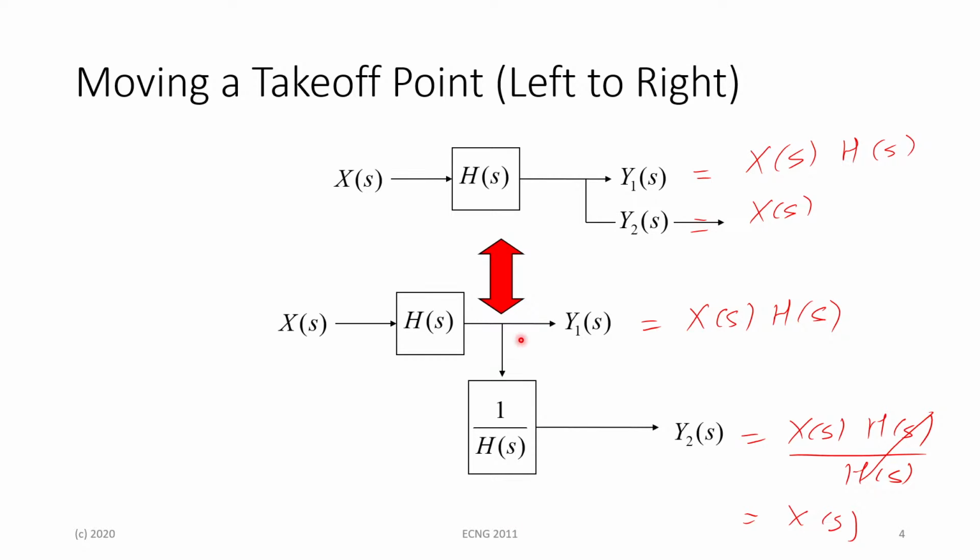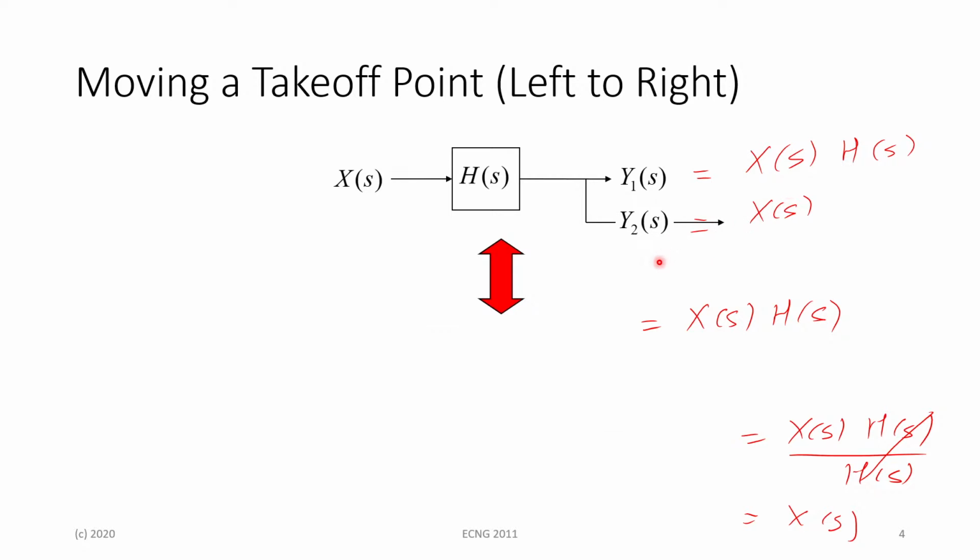Right, so the reason why we divide by h of s here, let's watch the system flow. Let's go back a little bit. If we watch our original system block for y1 of s and y2 of s, with the takeoff point on the left, y1 of s is going to be x of s multiplied by h of s, which gives us our equation for y1 of s. And y2 of s, because it bypasses the h of s block, is equal just to x of s accordingly.